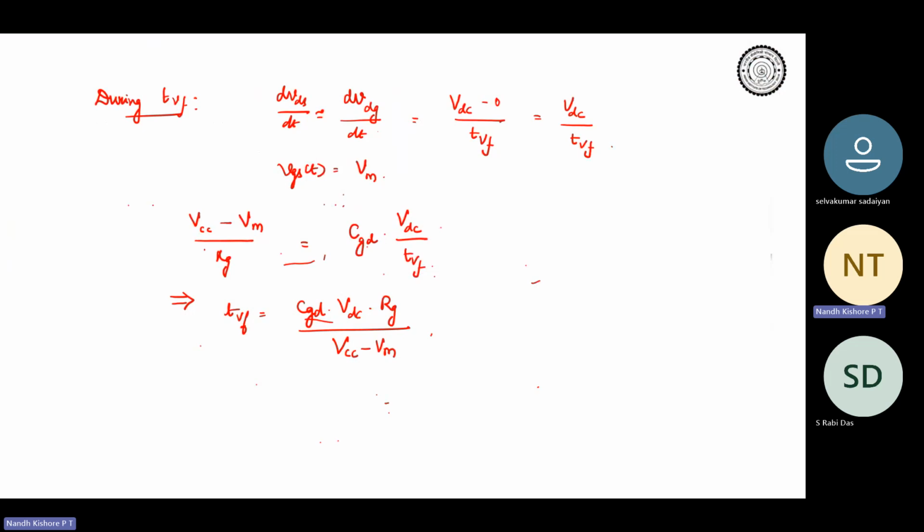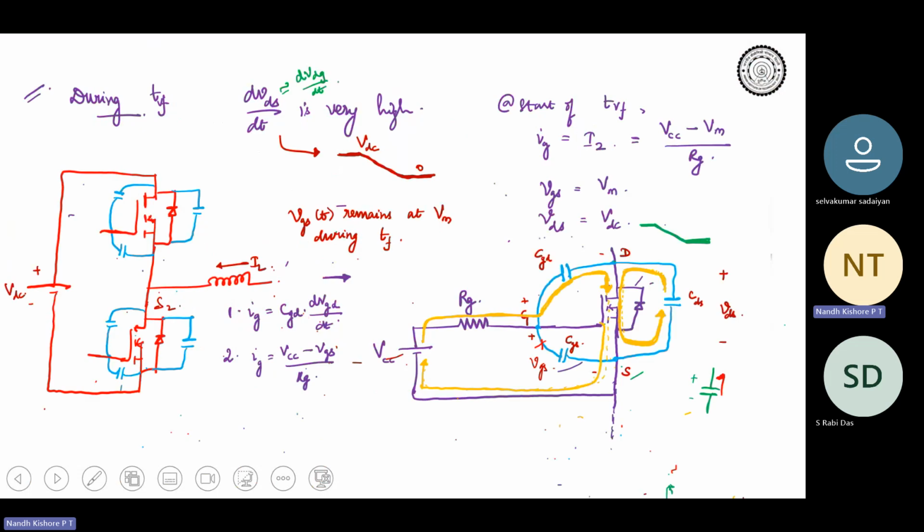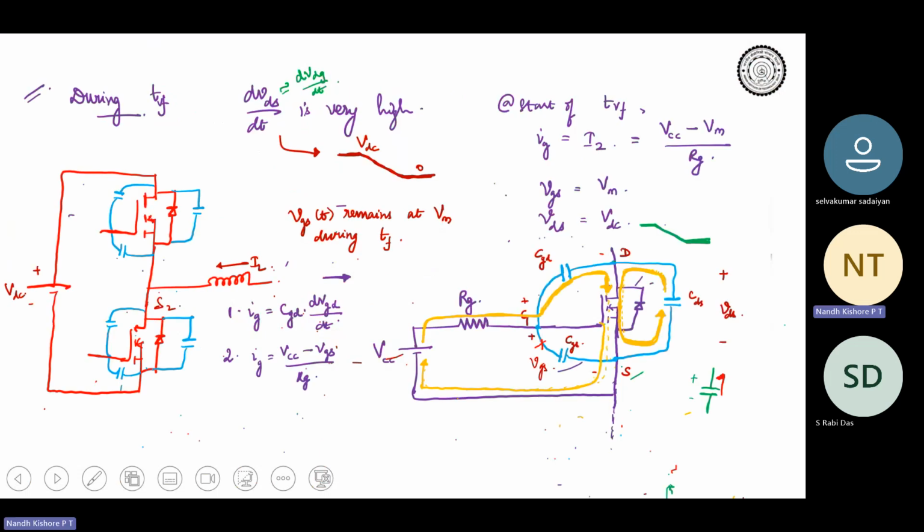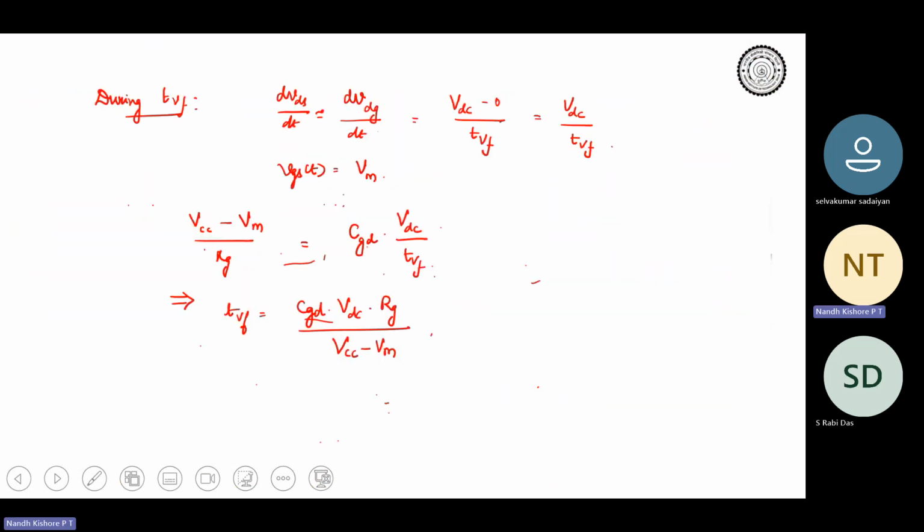Okay, fine. So let's assume that the voltage fall is linear, that is dV by dt is constant. So dVDG by dt is constant. Since dV by dt is constant, C dV by dt is constant, so the gate current is constant. Do you understand? On the right hand side, you see CGD into VDC by TVF. If I assume that dV by dt is constant, then C dV by dt is also constant.